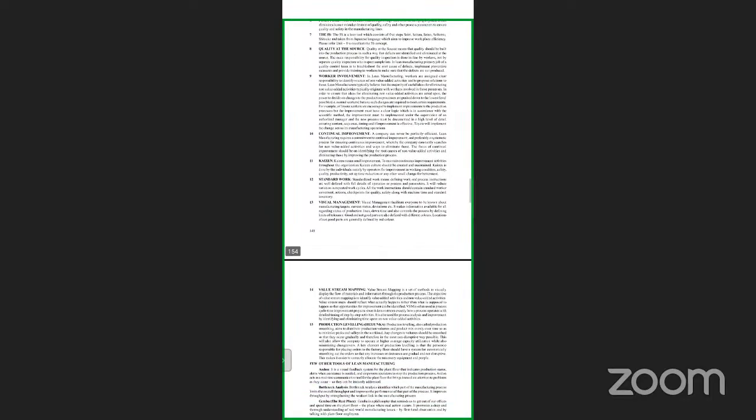Next, worker involvement. In lean manufacturing, workers are assigned clear responsibility for identifying sources of non-value-added activities and to propose solutions to those things.